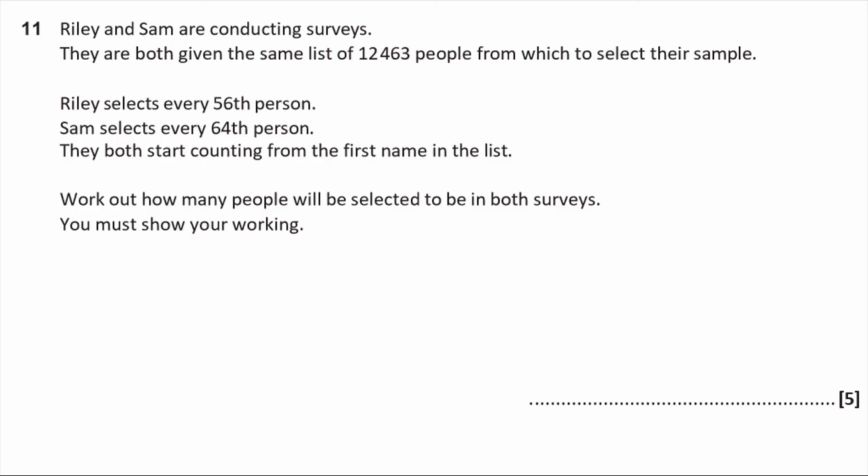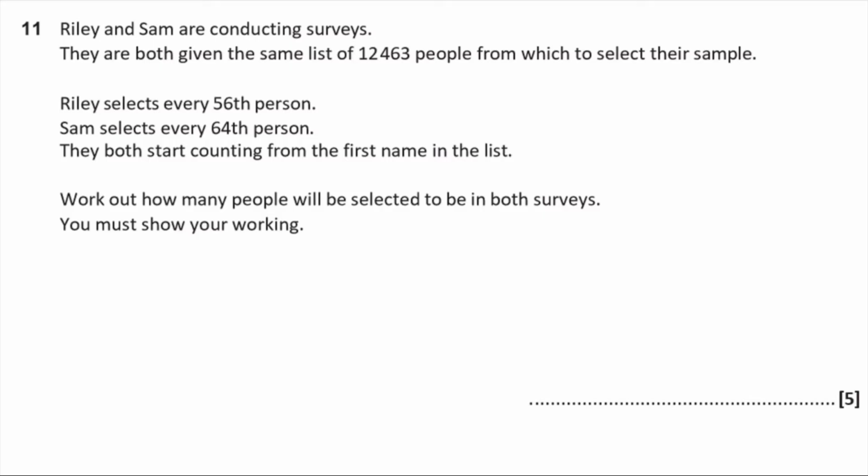Question 11. Riley and Sam are conducting surveys. They are both given the same list of 12,463 people from which to select their sample. Riley selects every 56th person. Sam selects every 64th person. They both start counting from the first name in the list. Work out how many people will be selected to be in both surveys. You must show your working.